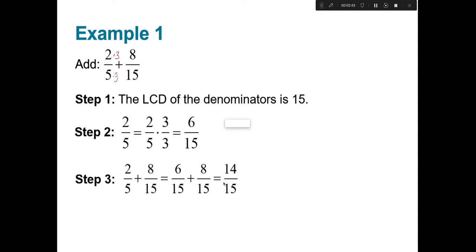So now we have 6/15. Oh my. Oh my what? I don't know.